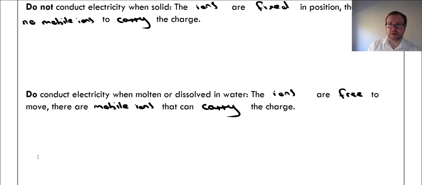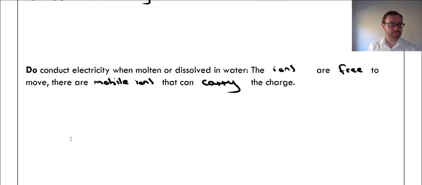Right, I'll just explain this a bit. So I put the ions are free to move and they are mobile ions. Basically means the same thing. However, in some syllabuses they don't like you to use the word mobile ions, so I've included two different phrases, so you'll always be sure that you get the marks.